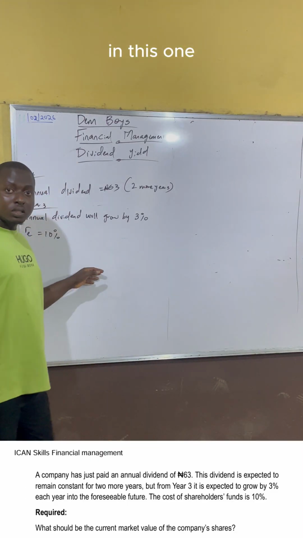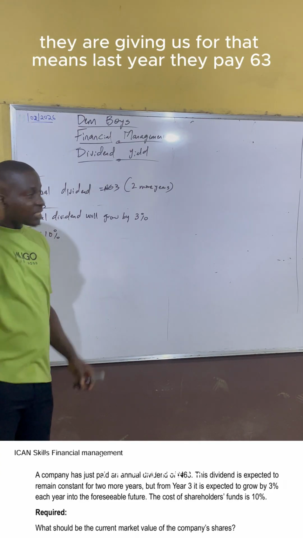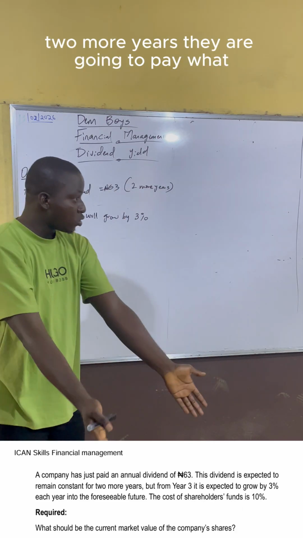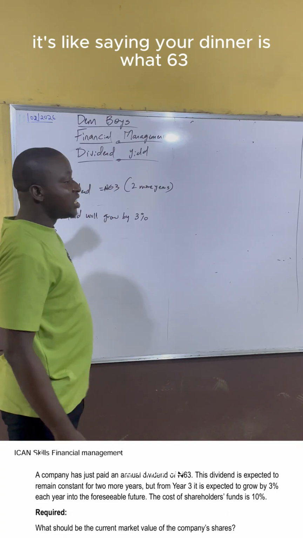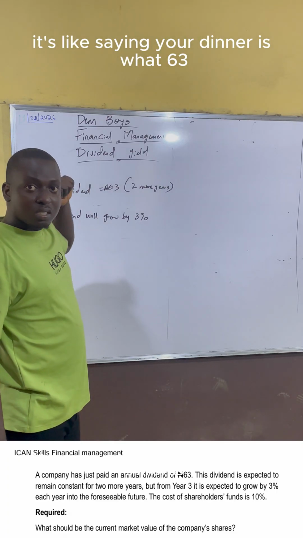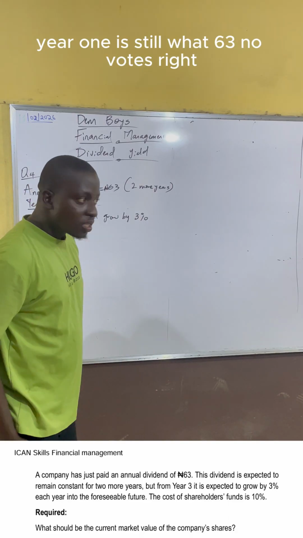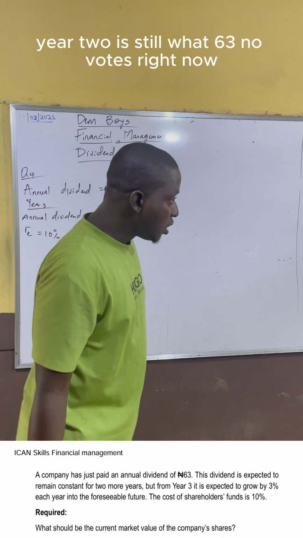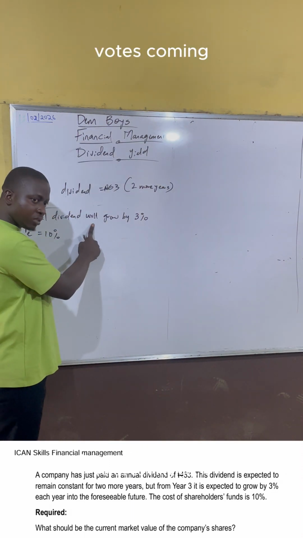In this one, they are giving us that last year they paid 63. They are saying for the next 2 more years they are going to pay what? 63. That means your D0 is 63. Year 1 is still 63, no growth, right? Year 2 is still 63, no growth, right? Now when you go to year 3, growth came in.